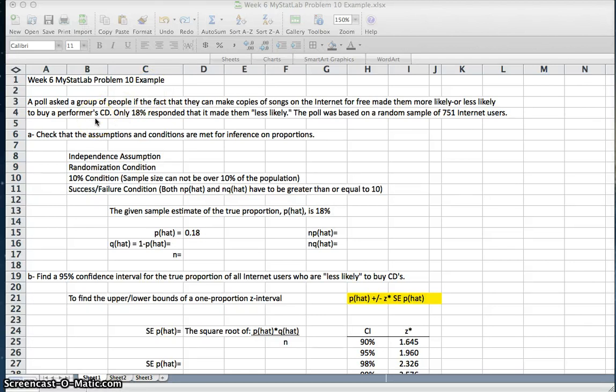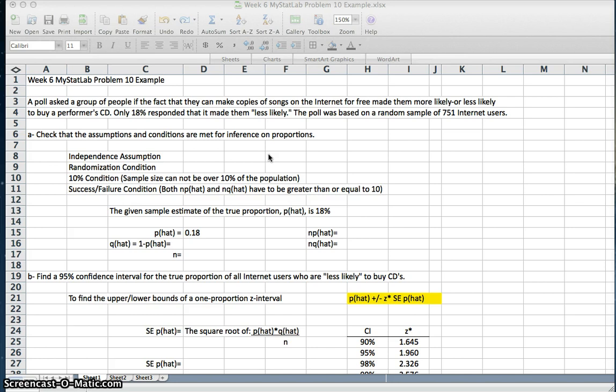In our problem, a poll asked a group of people if the fact that they make copies of songs on the internet for free made them more likely or less likely to buy a performer's CD. Only 18% responded that it made them less likely. The poll was based on a random sample of 751 internet users. Part A of our problem asks us to check the assumptions and conditions that are met for inference on proportions.